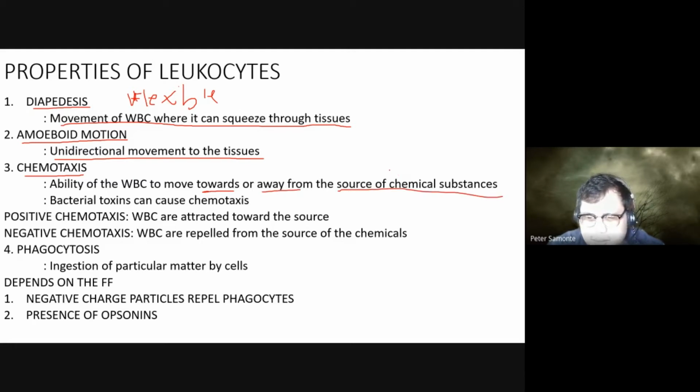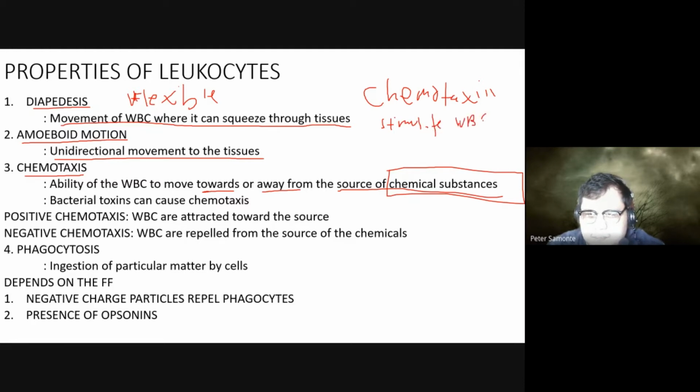Now, itong chemical substances na to, class, these are known as your chemotaxin. And if you recall, yung chemotaxin nyo are the substances that would stimulate WBCs. Chemotaxins could be bacteria, could be chemicals, etc. Now, bacterial toxins could cause your chemotaxis. So if your WBCs could detect a bacteria, your bacteria can produce your chemotaxis. Lalapit sila dun. They would move toward the organism.